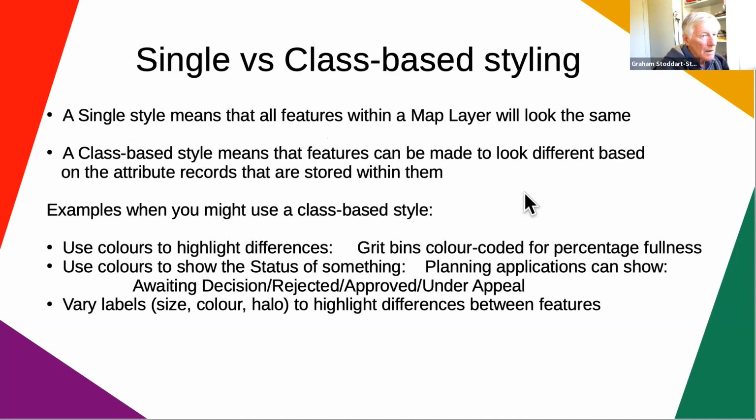So a single style means that all features within a map layer will look the same. Class-based means that they'll look different based upon changes between them. The classic example is, for instance, you can use colors to highlight the differences between grit bins, depending on how full they are. Planning applications is a classic one. They're one color if they're awaiting a decision, green if they've been approved, red if they've been rejected, and sort of yellowish if they're under appeal. And there's a great deal of flexibility in how you show your differences, your styling.